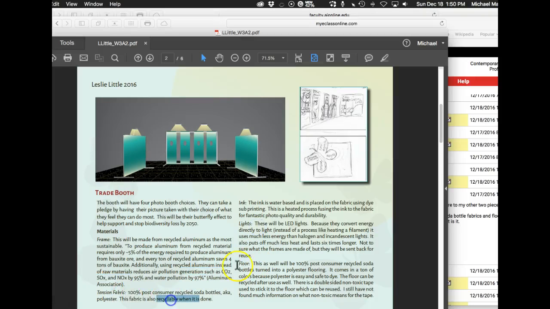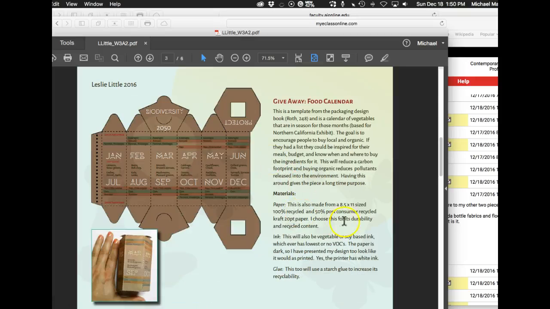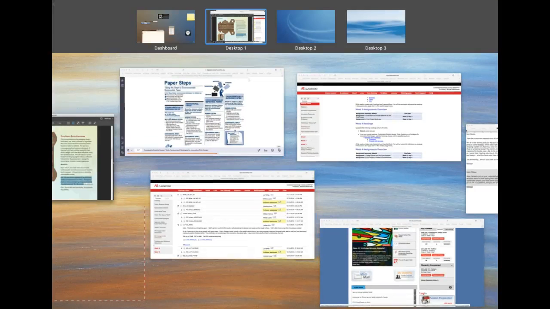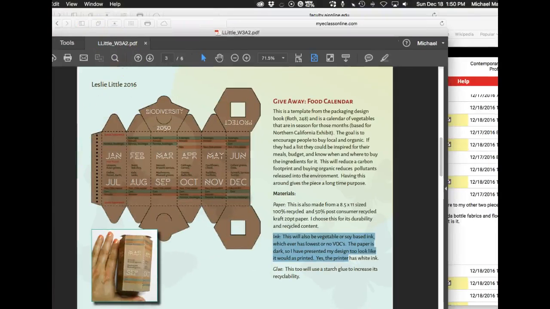Same thing with her tension fabric, the lights, the ink, the floor. Everything has been addressed. Same thing here: 11.5 by size, 100% recycled, and 50% post-consumer recycled craft 20-pound paper. That's good stuff. And notice that she's talking about vegetable soy-based inks. I think she could have done a better job describing there, but nonetheless, the description is there. Okay, let's move on to this week.